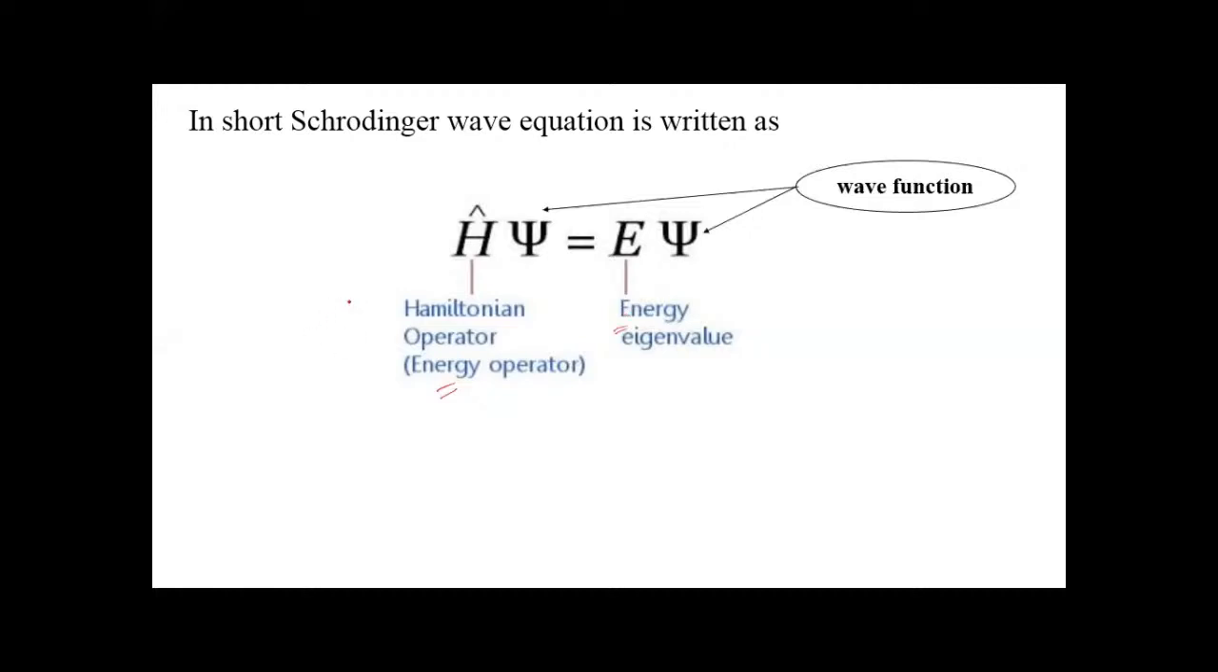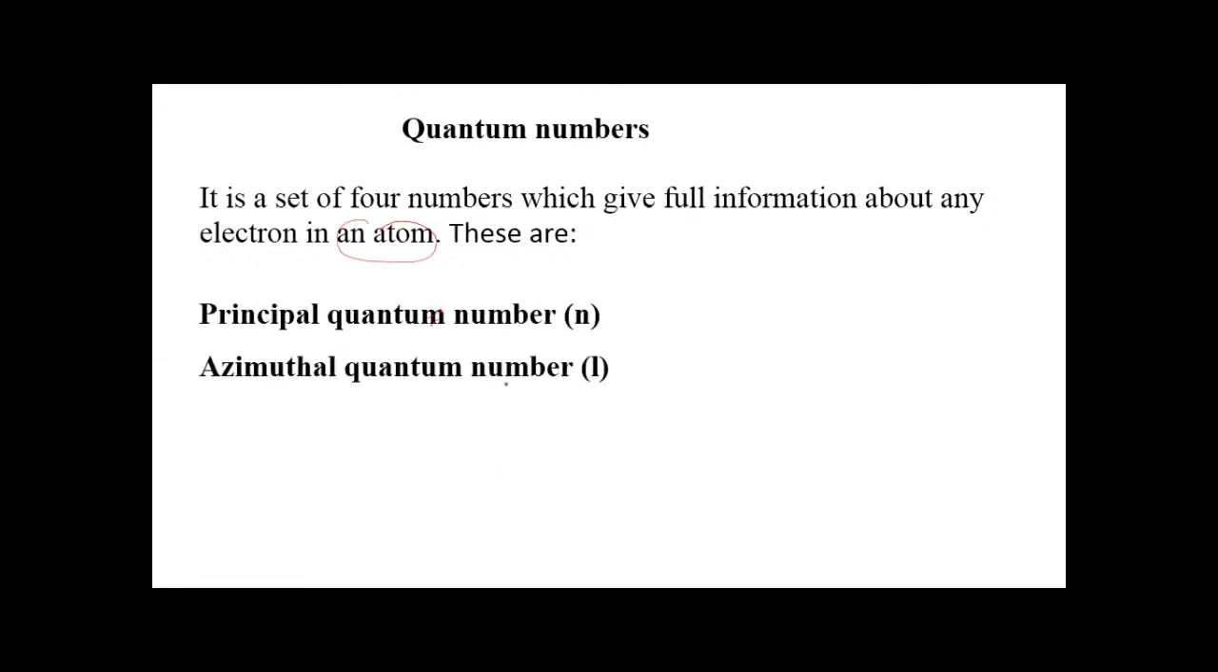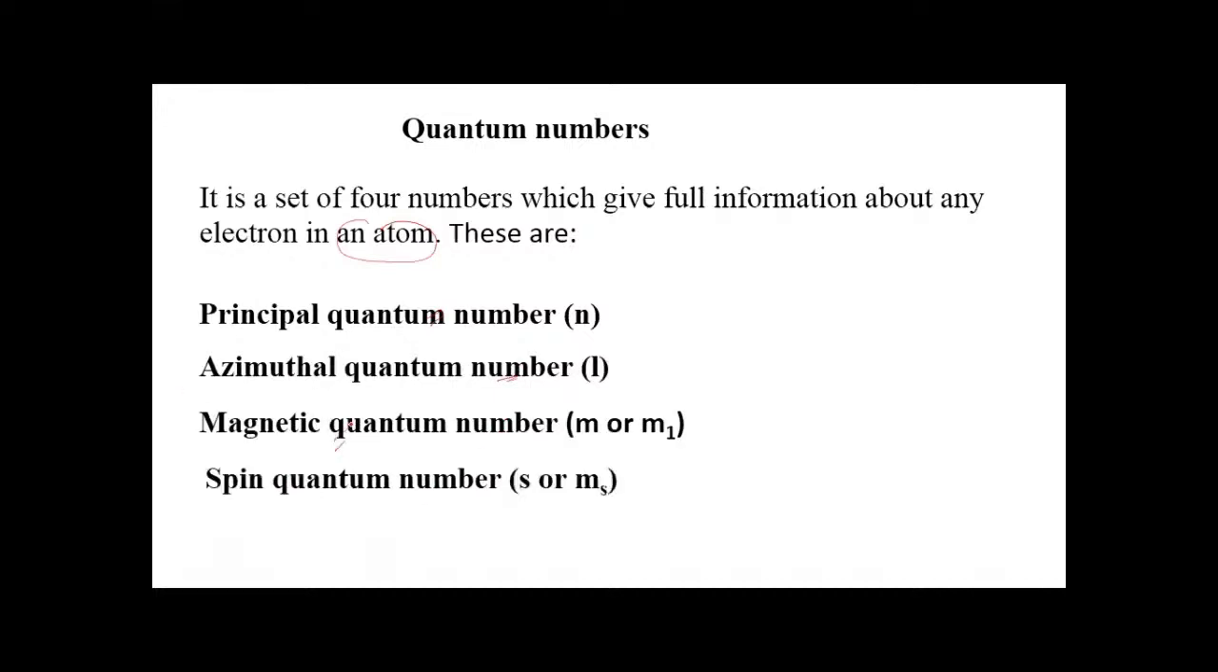Okay, now we will move to our next topic, quantum numbers. It is a set of four numbers which give full information about any electron in an atom, or we can simply say quantum numbers will give us the complete address of an electron which is present in an atom. These are the principal quantum number, azimuthal quantum number, magnetic quantum number, and spin quantum number.